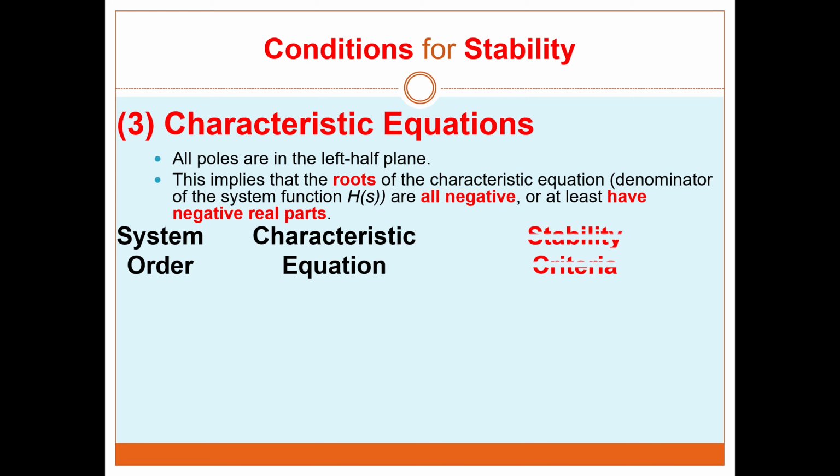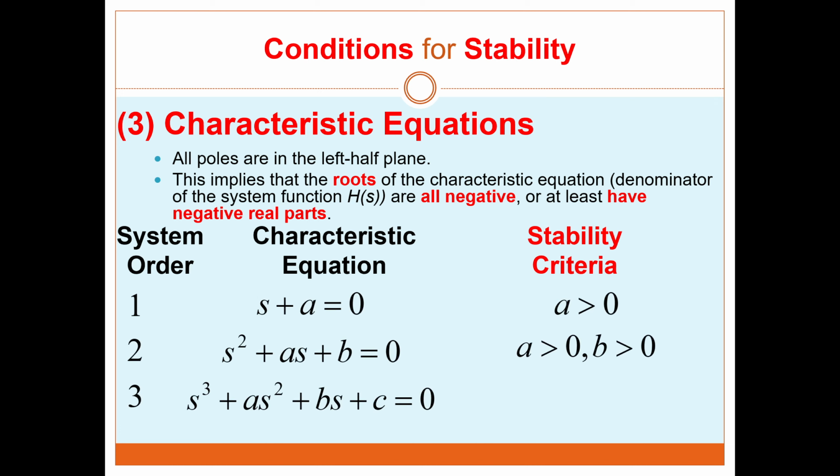If we can identify A in the first order, it will be more than 0, and for the second order A and B are more than 0, or third order A, B, C more than 0, and if the product of A and B is more than C, it is also stable. So these are the three conditions for stability.